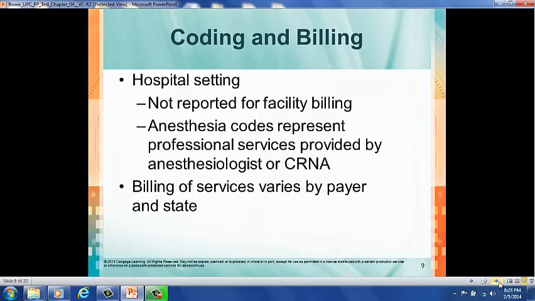The coding and billing of anesthesia services vary significantly depending on the payer and the state in which the service is performed. Medicare requires the use of CPT anesthesia codes, whereas some third-party payers require the use of surgery codes to bill for anesthesia services. It is of the utmost importance that coders verify the coding requirements for the area in which they are reporting the services. The codes submitted for the same anesthesia service can differ depending on the payer.